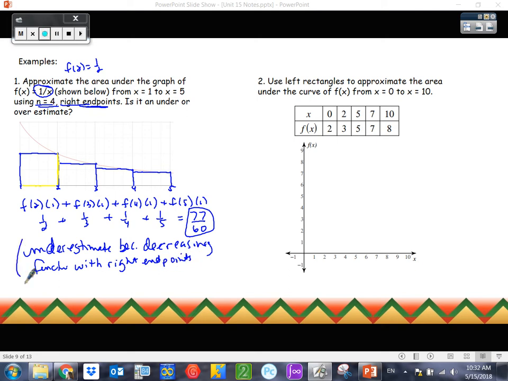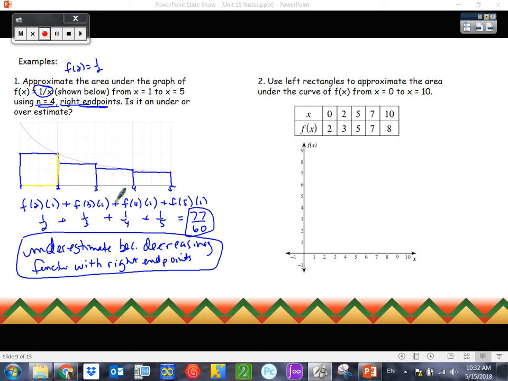And that's our reason. Okay, it's an underestimate because we have to say why. Because it's a decreasing function with right endpoints. We just looked at that. We went over that in pretty much detail on the last slide, about when you would have an under and over estimate. Okay, hopefully that's okay.